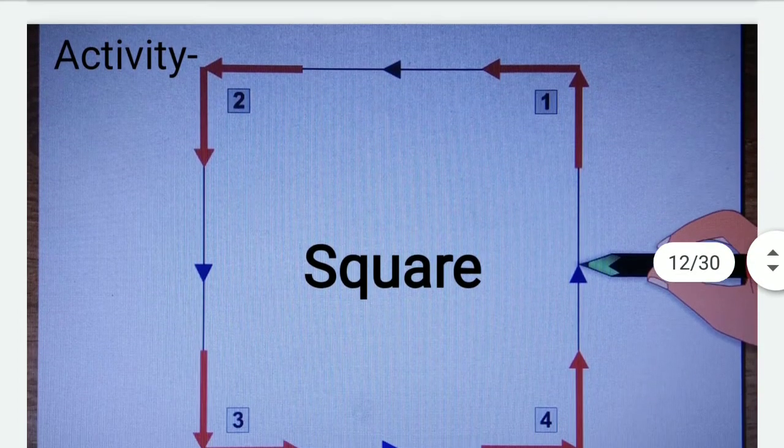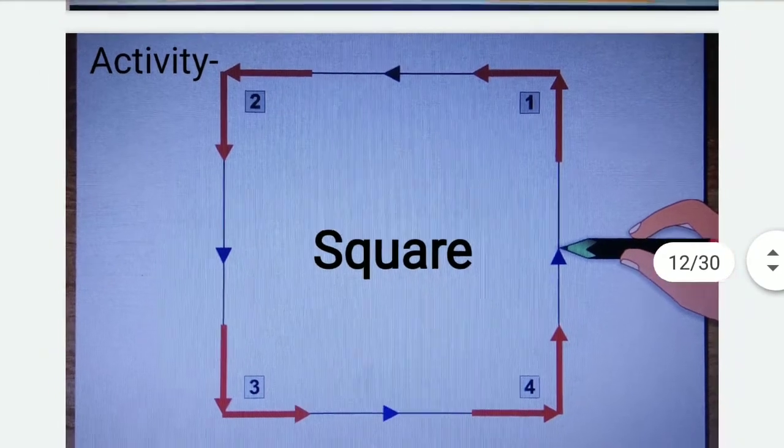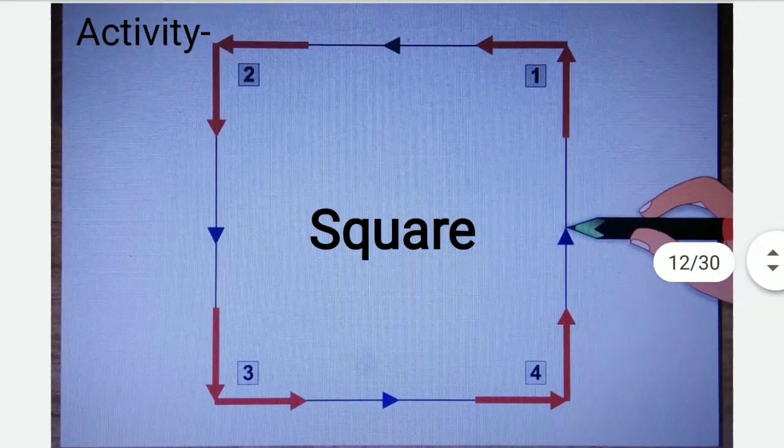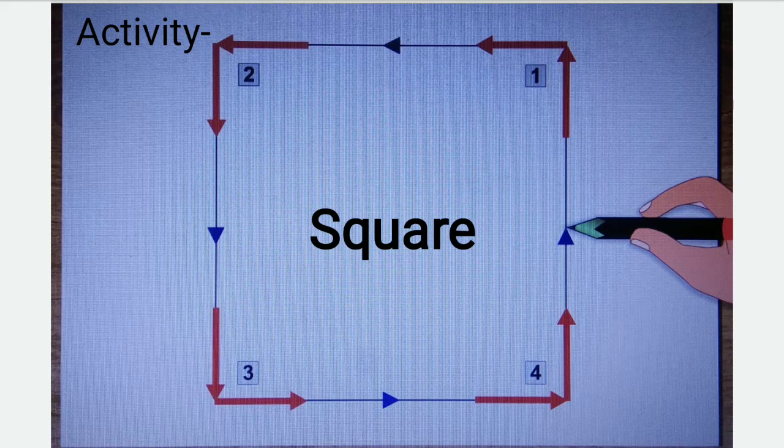Let us try this activity. Draw a square path or rectangular path as shown in the figure. Place the tip of your pencil on the middle of any side of the square path and trace the path as shown in the figure. The direction is shown with the help of arrowheads. Note how many times you have to change the direction while tracing the complete path.